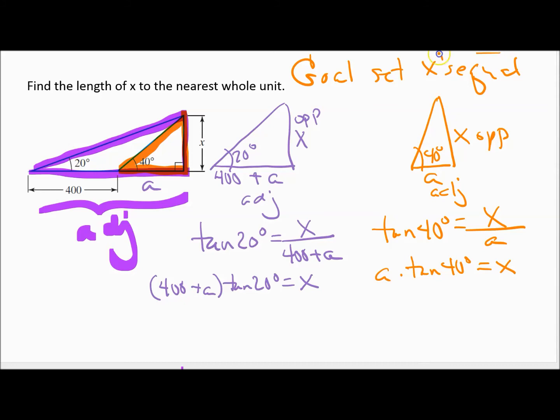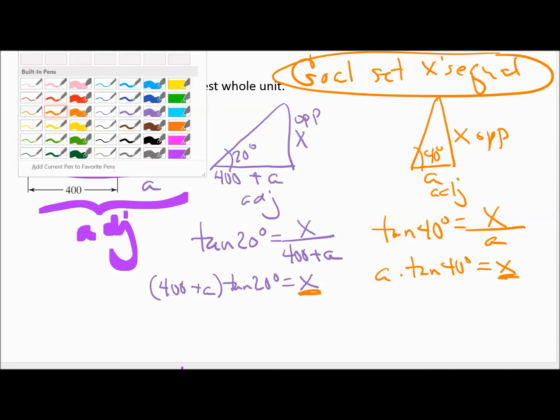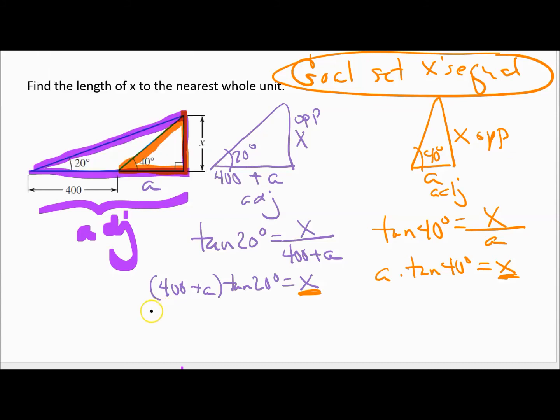Now we're going to get the x's equal to each other. So I'm going to set this x equal to this x, which really means, folks, we have an equation that says, let's do this in black, 400 plus a times the tangent of 20 degrees is equal to a times the tangent of 40 degrees.